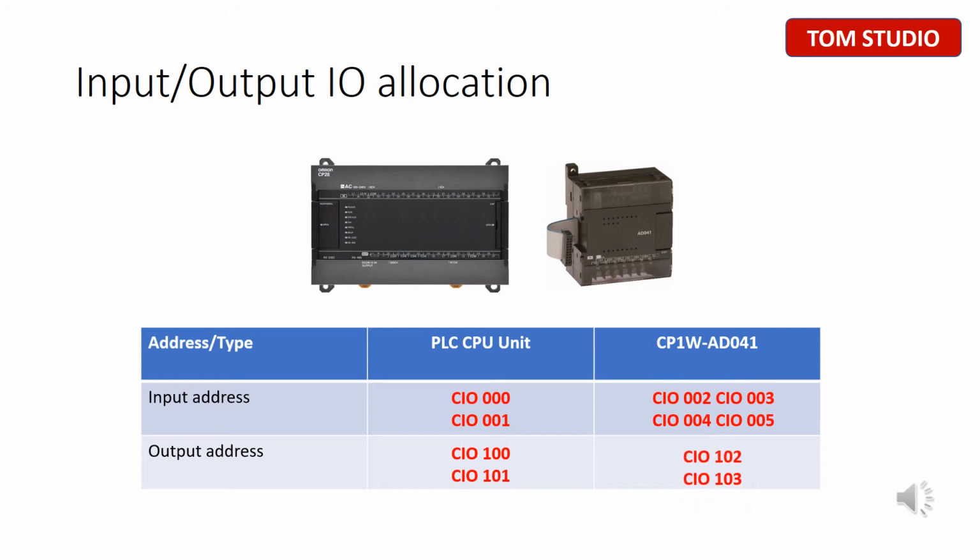In this slide, we quickly take a look at what word will be assigned to the expansion unit. What is M? What is N? As the last slide discussed, M is for input. Main PLC input takes CIO word 0, 1, so the M will be 1. The same principle, N is for output. Main PLC output starts from 100 and ends at 101, so the N will be 101.